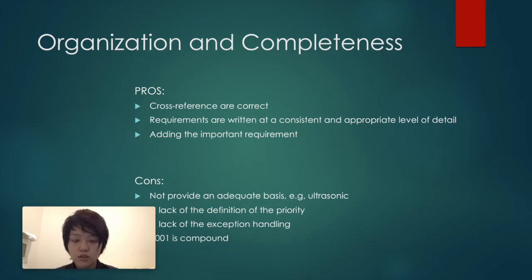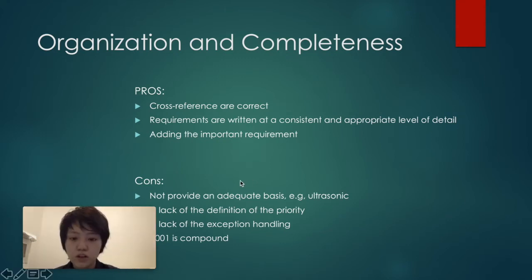All cross-references are correct. The group specification, the client specification, the IBM naming convention, and the Google Java style guide are listed in the cross-reference. Requirements are written at a consistent and proper level of detail. We added a requirement, which is that the user should input the correct name and password before they use this system. The client did not mention it, but we think it is important.